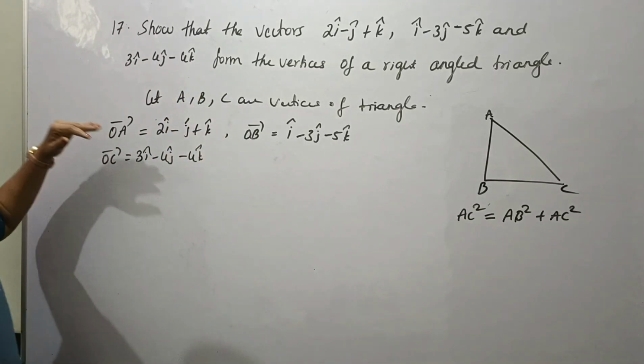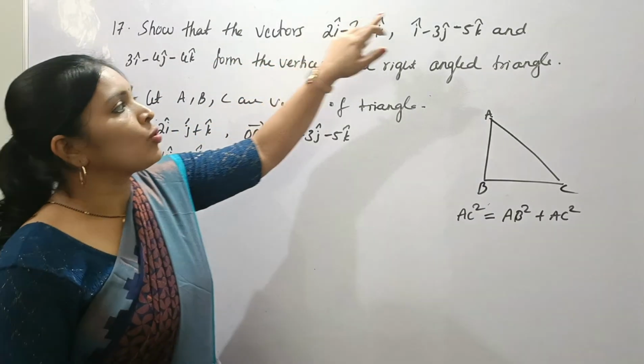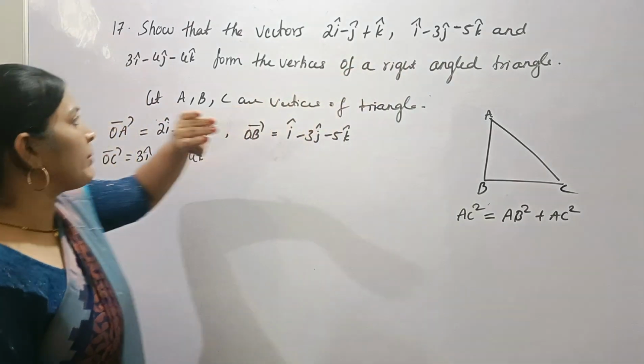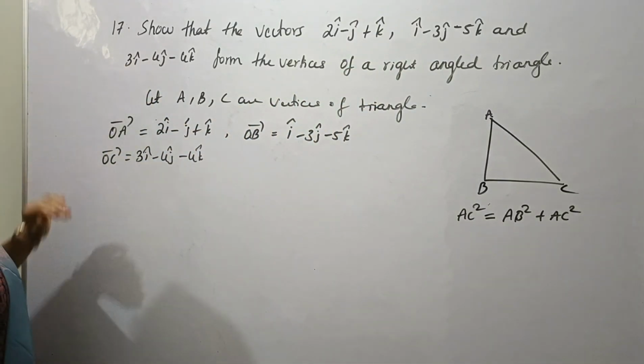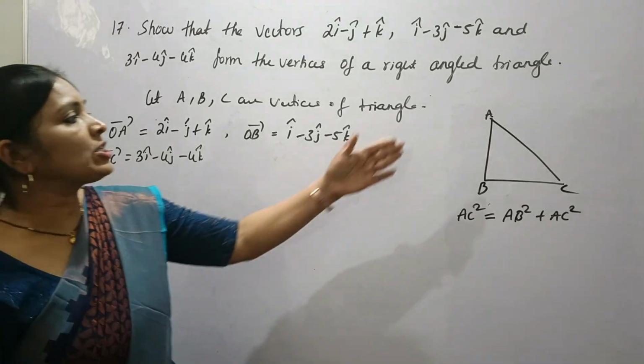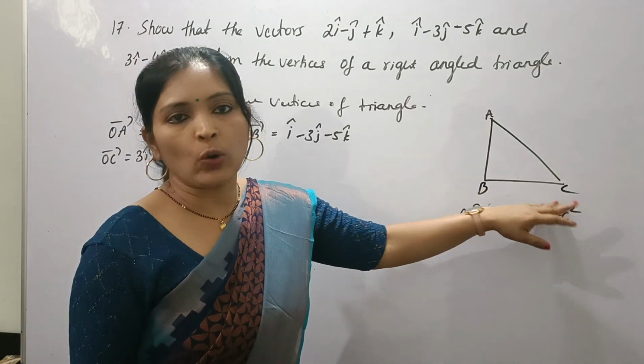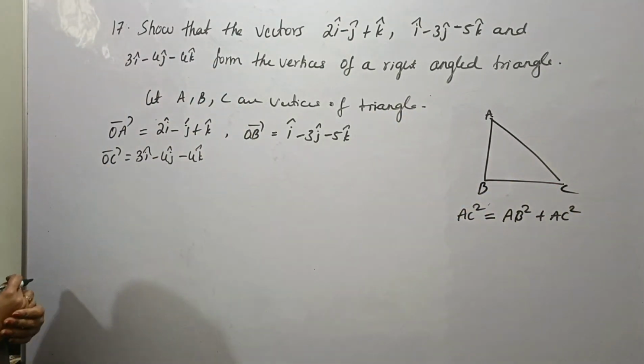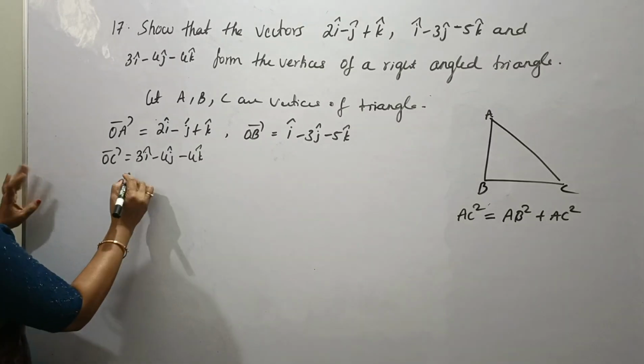So vector OA, that is the position vector of A, is this one. Position vector of B is i minus 3j minus 5k. Position vector of C is 3i minus 4j minus 4k. Okay, now let's find vector AB, vector BC, and vector CA.